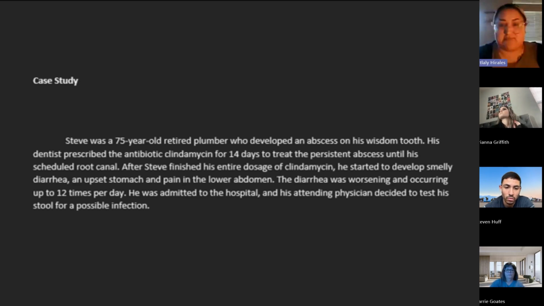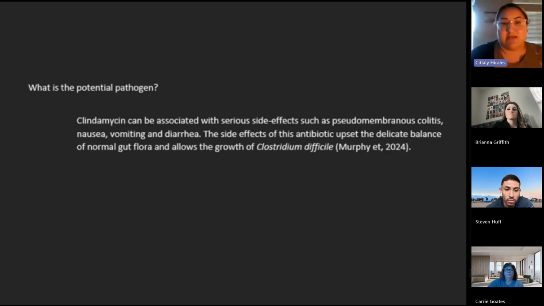He was admitted to the hospital, and his attending physician decided to test his stools for possible infection. So what is the potential pathogen? Clindamycin can be associated with serious side effects such as pseudomembranous colitis, nausea, vomiting, and diarrhea. The side effects of this antibiotic upset the delicate balance of normal gut flora and allow for the growth of Clostridium difficile, which is C. diff.